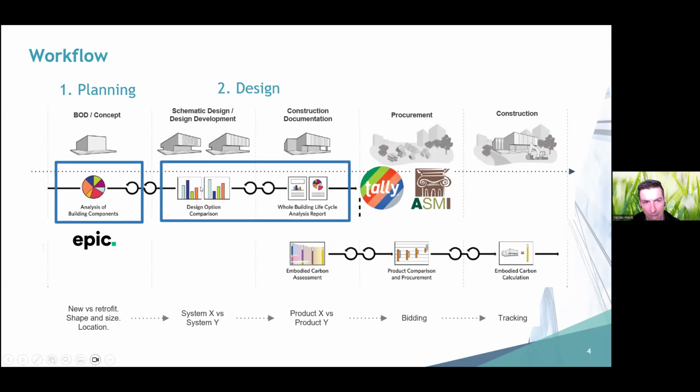Then as you go into the schematic design and design development, as well as construction documentation, that's where the other tools like Tally LCA and Athena Impact Estimator might be a little bit more useful. These tools usually need a little bit more information about the specific geometries and specific material types in your assemblies and in your entire systems in the building. For Tally LCA, you do also need a Revit model. It's not a standalone tool. So you basically do have to have a little bit of a more developed design at that point to be able to do a life cycle assessment using Tally LCA.